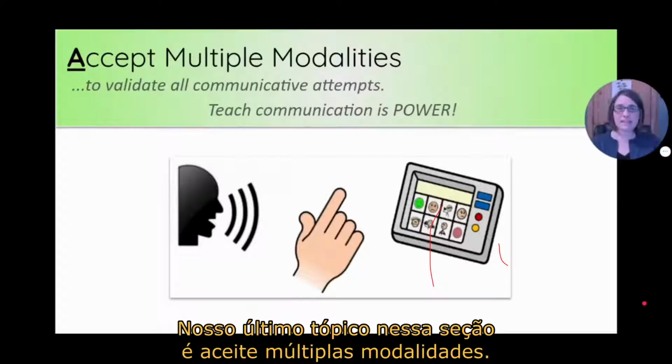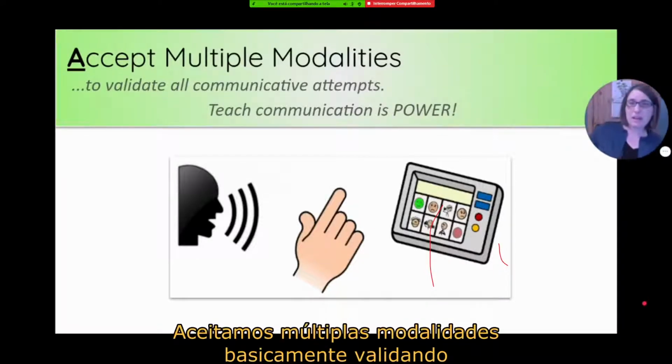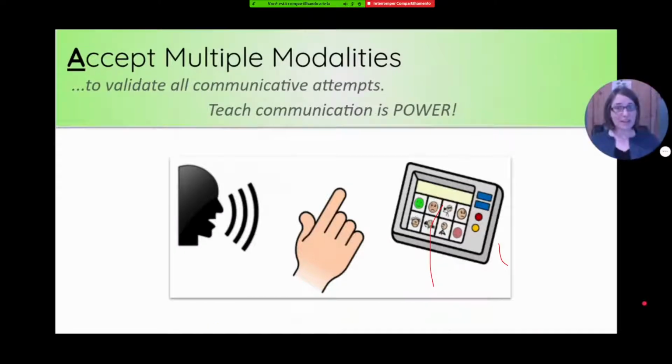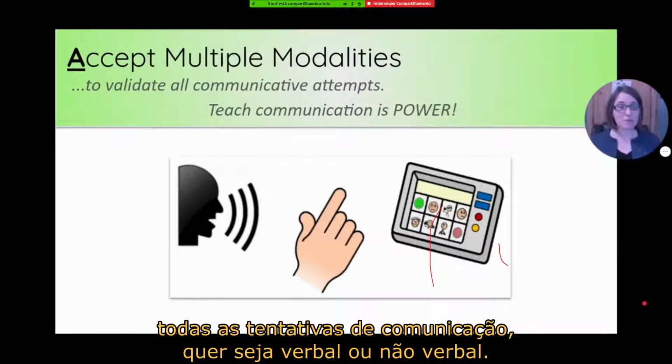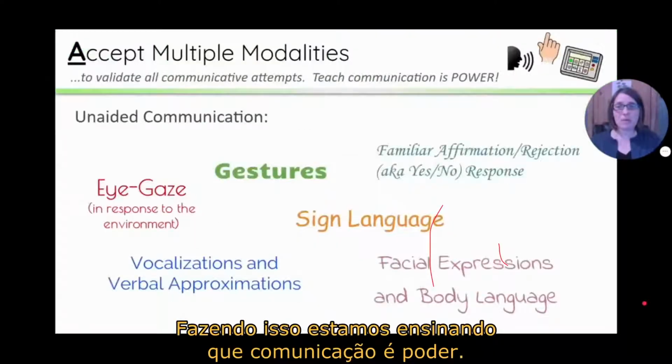Our last topic in this section is accept multiple modalities. And we accept multiple modalities ultimately by validating all communicative attempts, whether they are verbal or nonverbal. And by doing this, we are teaching that communication is power.